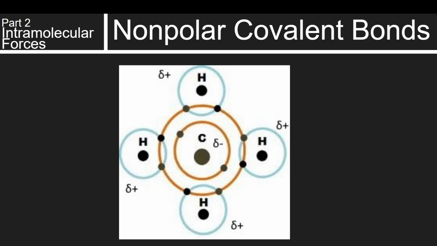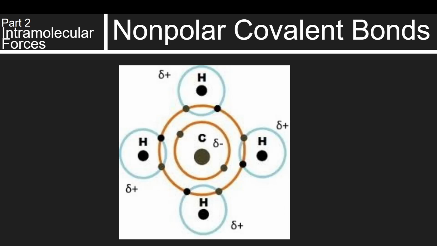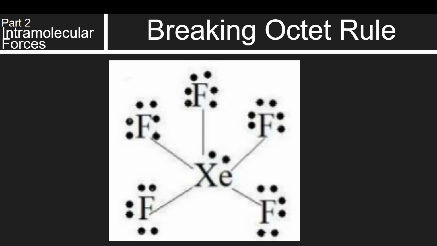And that differs from the polar covalent bond because in the polar covalent bond there was that asymmetry. One side had the negative, the other had the positive. We'll talk about this more in part 3 because that asymmetry versus symmetry has massive effects on the intermolecular relations. But before that, we have to talk about breaking the octet rule.